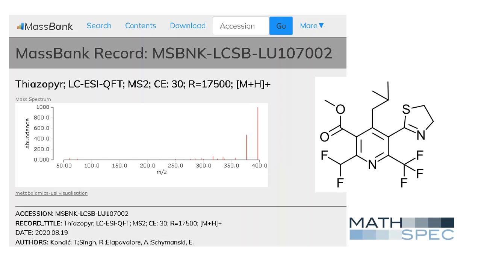I will use this MassBank spectrum of thiazopyr as an example. The mass spectral data from the group at the University of Luxembourg is always excellent, and they generated thiazopyr spectra at 6 different collision energies. What I like about this spectrum at CE30 is that there are many fragment ions over a wide mass range, and yet the precursor ion at 397 Daltons is still present.